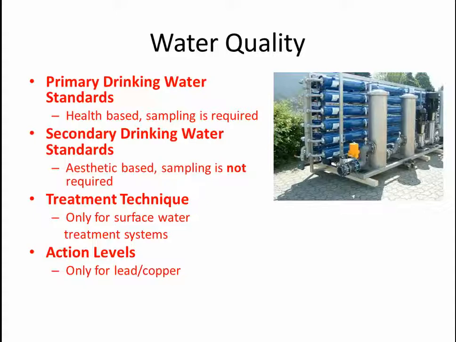Treatment technique, that's only for surface water treatment systems where you're adding chemicals to the water. There's limits on those. And then an action level is only for lead and copper. It's just another way of saying if you get to a certain level of lead and or copper in your sampling of your system, then you have to take action.